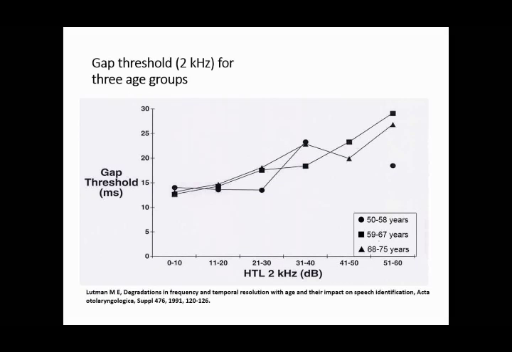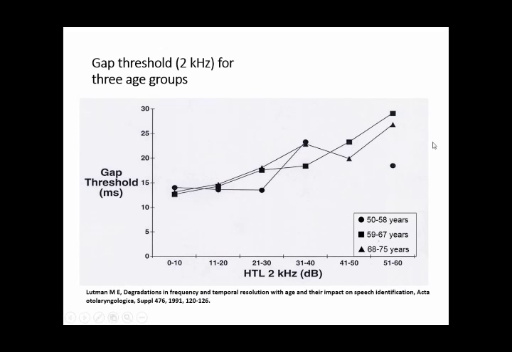Okay, here's first of all some evidence that shows the effect of, well, presbyacusis on the gap threshold. And there are three different groups. There's a very important paper here, 1992 already, Mark Lutman. Three different age groups in six different hearing threshold level groups. So at 2 kilohertz, we've got young, medium, and older people with no hearing loss through severe hearing loss.